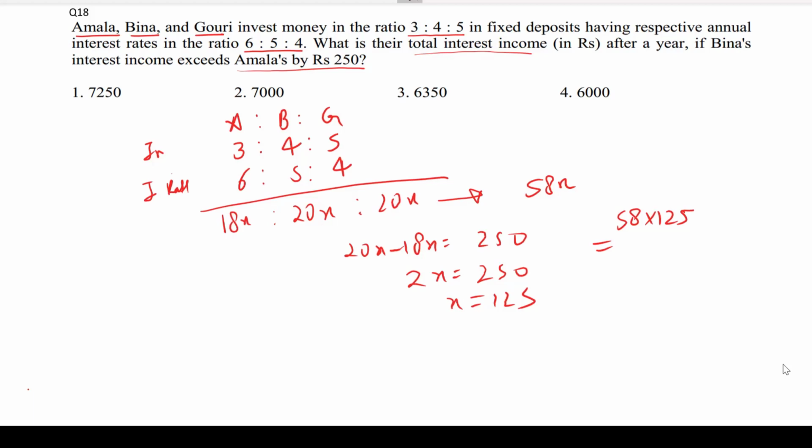So this is 125 into 58. You can simply use a calculator. I have not calculated, so it will be 7250.